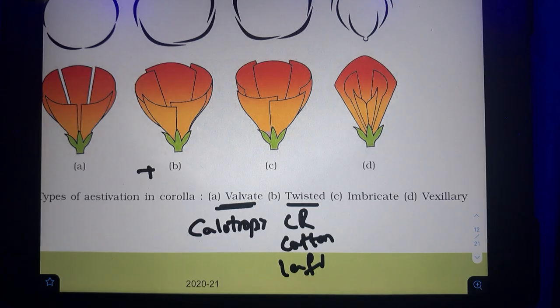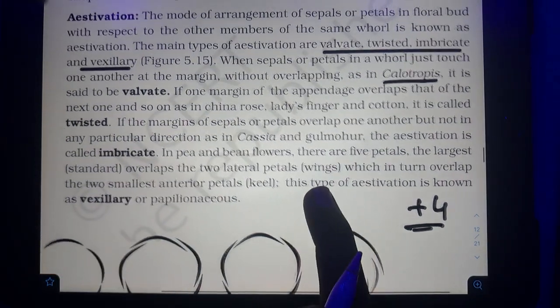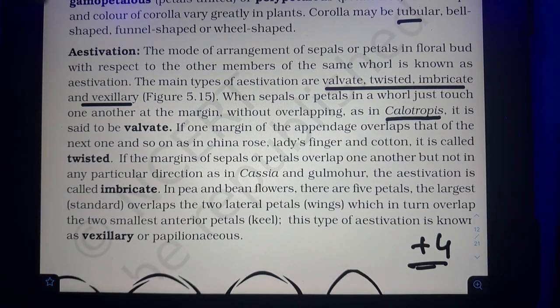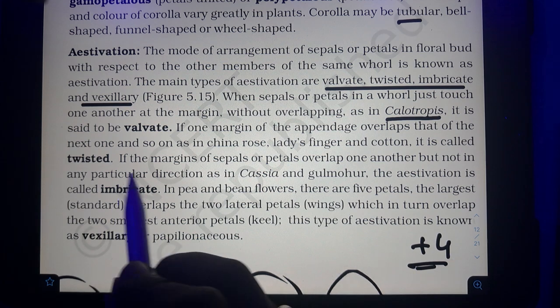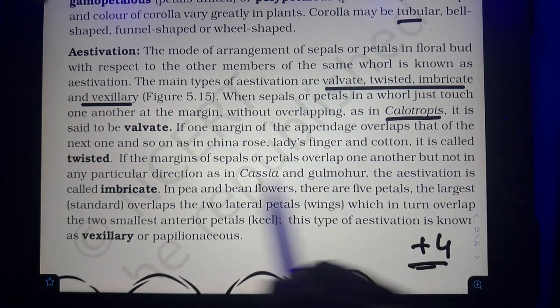You can see the flowers of these, China rose, cotton. We can easily observe twisted estivation in China rose, cotton, and lady's finger.